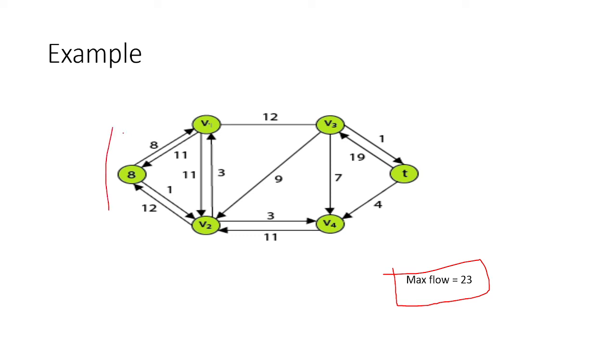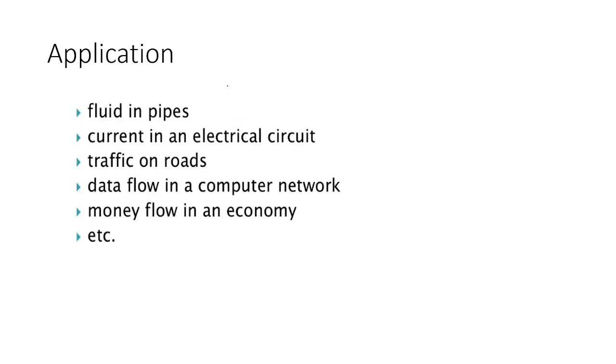And in this step we can see that there is no augmented path available. Applications of this problem can be seen in fluid in pipes, current in an electrical circuit, traffic on roads, data flow in a computer network, money flow in an economy, and so on.